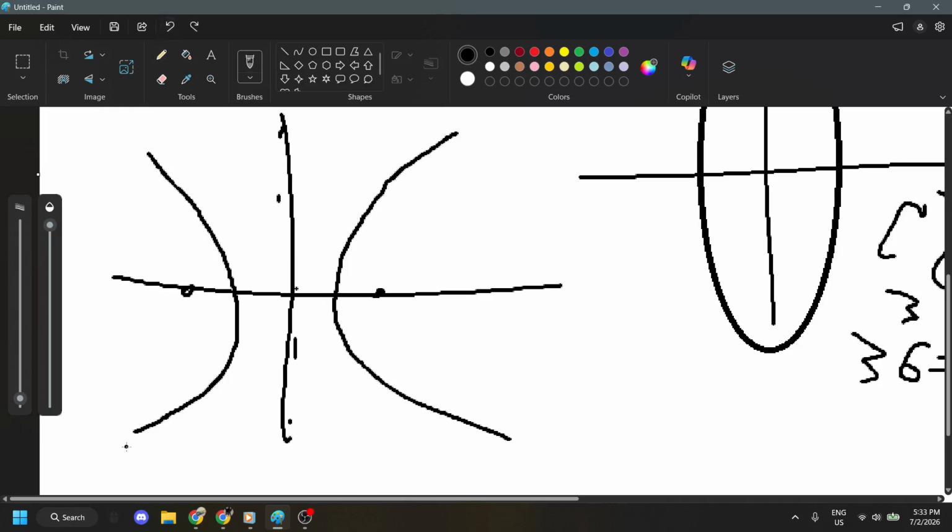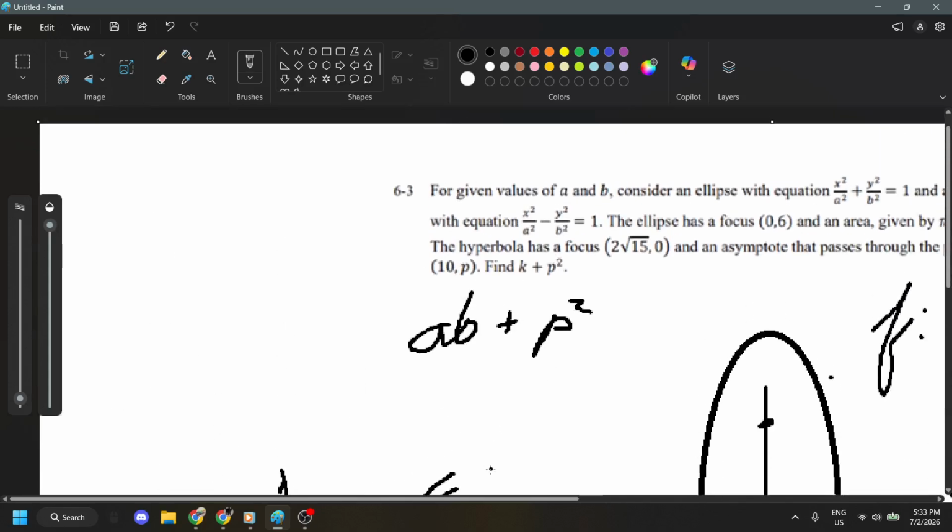Okay, so it doesn't matter. P, there are two asymptotes, of course. P is negative in one, and its square is just going to be the same.